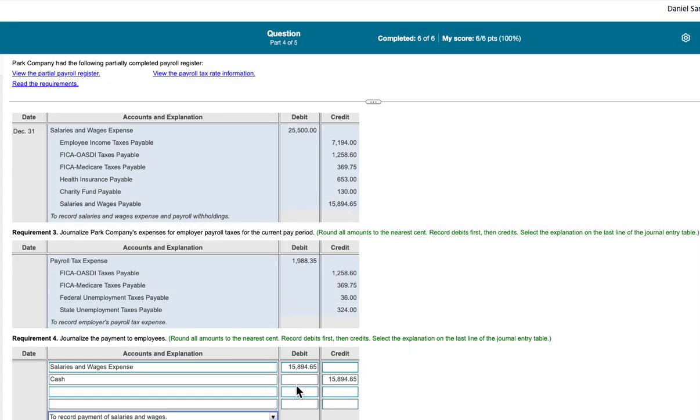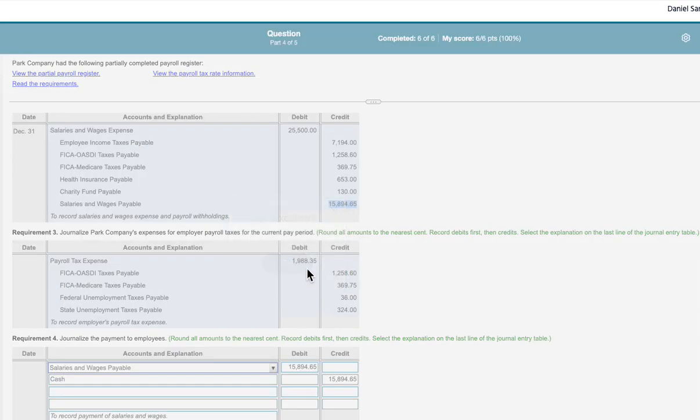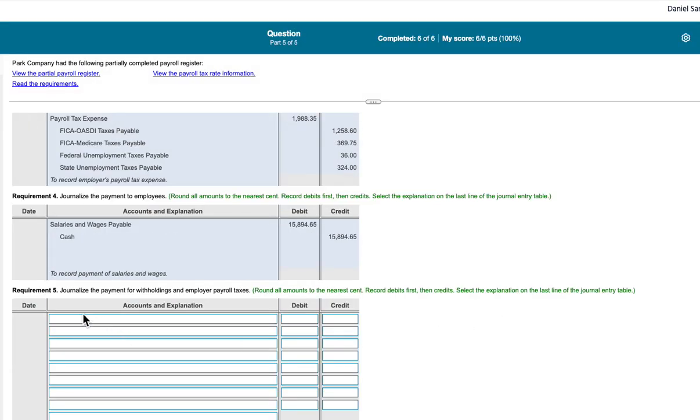Uh-oh. Okay, what did we do wrong? 15894. Okay, so maybe that's not the same number. Let's see. Indeed, it should be the same number. 1589465. Salaries and wages. And oh, that's because I have it as an expense, y'all. This is payable. I'm making a payment. There we go. All right, cool. And then requirement 5, journalize the payment for withholdings and employer payroll taxes. And so let's do it.